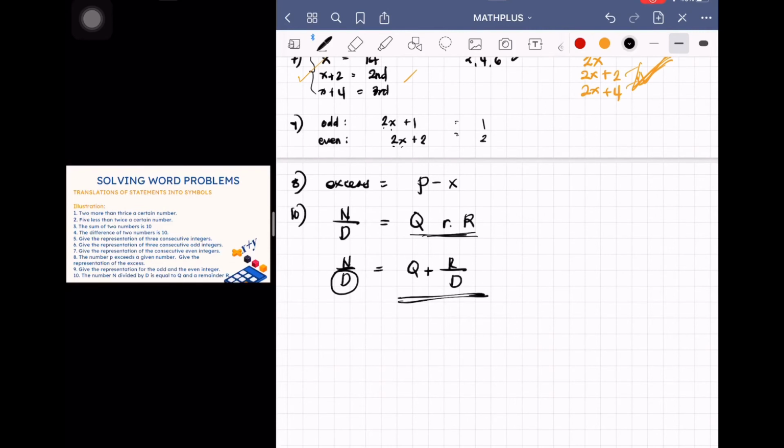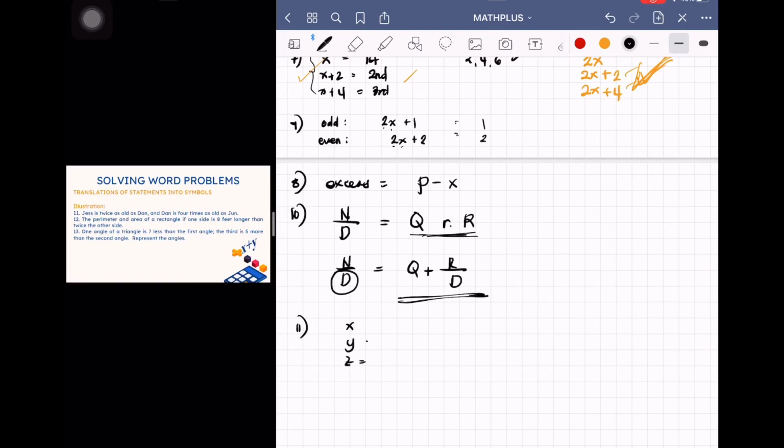Okay? Let's go to the 11th example. Jess is twice as old as Dan. And Dan is 4 times as old as June. So we represent all their ages. Okay? You can use different letters when you represent the names or the subjects in your statement. So let's say I use XYZ because there are 3 persons mentioned here. And let's say X is Jess's age. Let's say Y is Dan's age. Okay? And let's say Z is June's age.